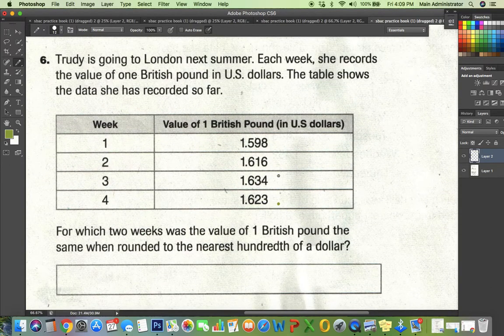Trudy is going to London next summer. Each week, she records the value of 1 British pound in US dollars. The table shows the data she has recorded so far. And if you listened to those other videos, money fluctuates, it changes, which is why the value of the British pound in US dollars is going up or down. The question asks, for which 2 weeks was the value of 1 British pound the same? So it would have to be the same when rounded to the nearest hundredth. So I'm going to round all of these to the nearest hundredth and see which one is the same, because right now none of these numbers are the same.